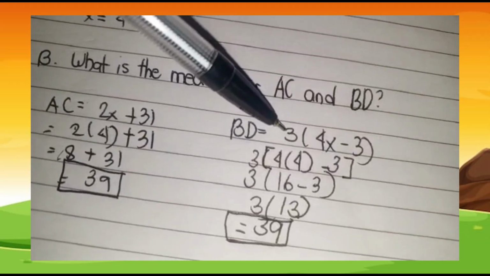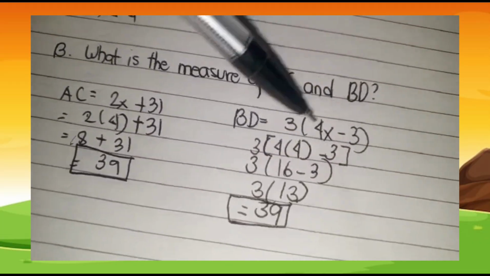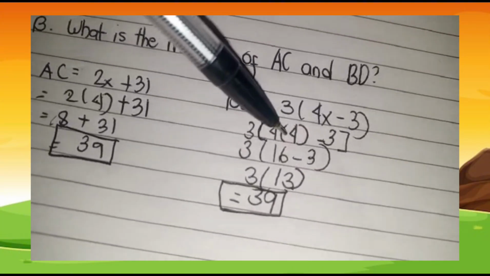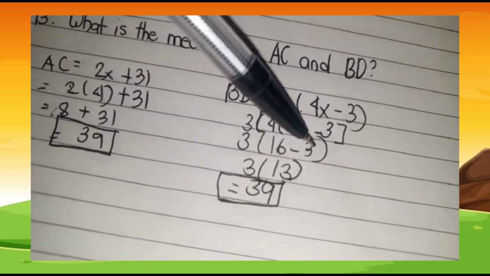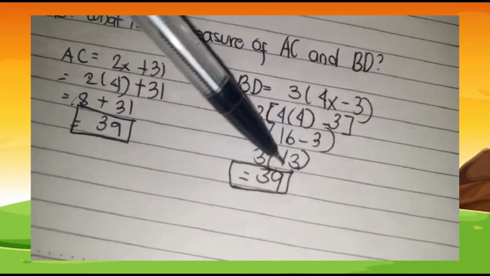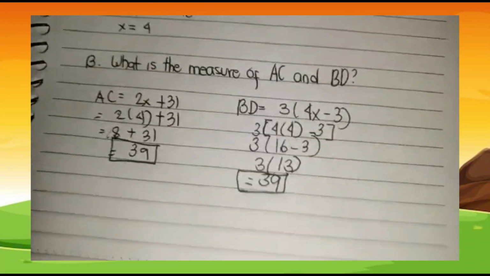So, ito, 3 times quantity of 4x minus 3. Sinubstitute ko yung 4. Unahin muna natin yung nasa parenthesis sa loob. Ito muna, 4 times 4, 16 minus 3. 16 minus 3 is 13. So, i-times na natin sa 3. So, 39. So, kaya sila parehas kasi parehas silang congruent.